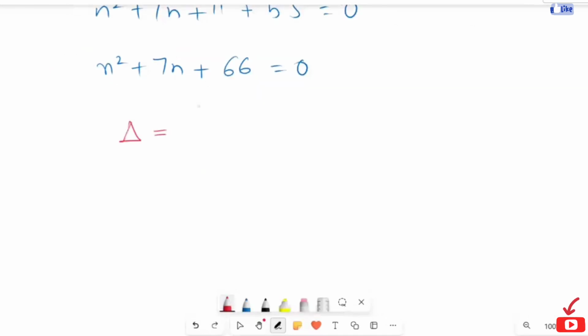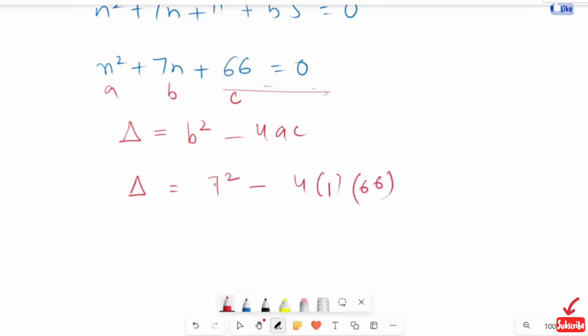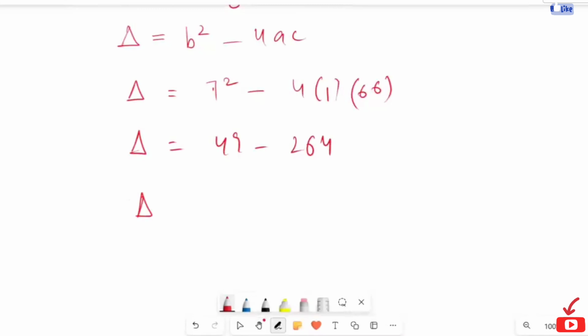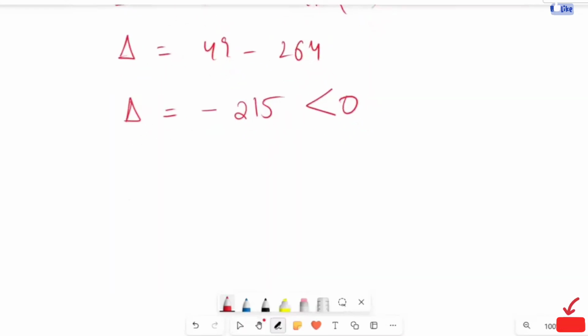Now here I am going to find the discriminant for this quadratic equation, b square minus 4ac. Now that is a, b, and c. So b we have positive 7, a is 1, and c is 66. Discriminant is equal to 49 minus 264. And the value of the discriminant we find is negative 215, so this is less than 0. So there is a complex root for this solution. Therefore we are going to reject this.